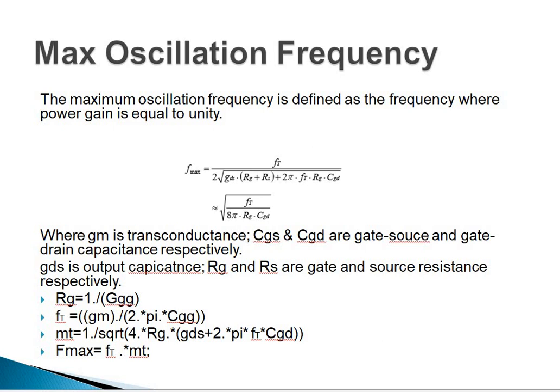Next is the cutoff frequency FT. You know that it is GM divided by 2 pi times CGG. Next, MT is equal to 1 by the square root of 4 times RG times (GDS plus 2 pi FT CGD), and the value of F maximum is equal to cutoff frequency times MT. You can use both formulas; both formulas are actually the same. You can use this formula for F maximum, or F maximum is equal to cutoff frequency times MT. Both are the same.